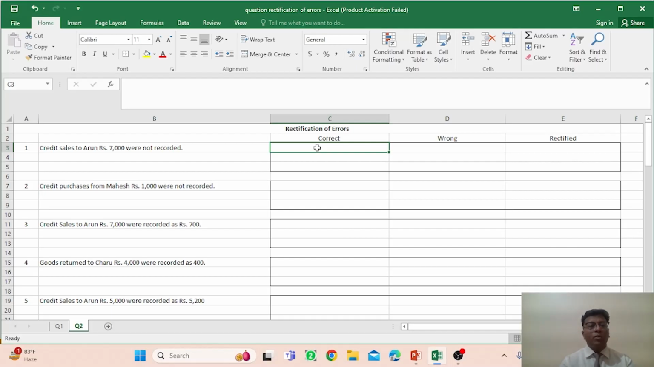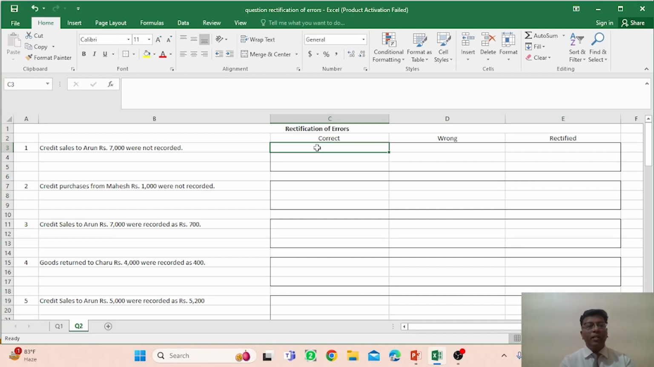The credit sales to Arun was not recorded. Okay. So "was not recorded" or "were not recorded" would be considered the wrong entry. But exactly what is the transaction? The transaction is credit sales to Arun, rupees 7,000.